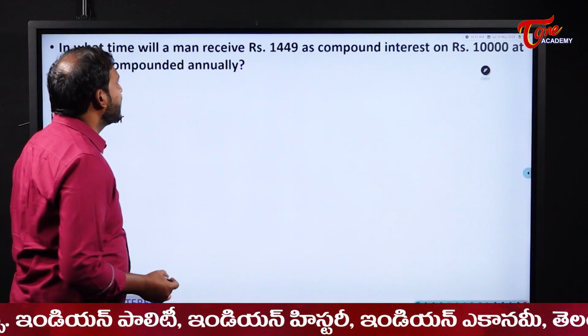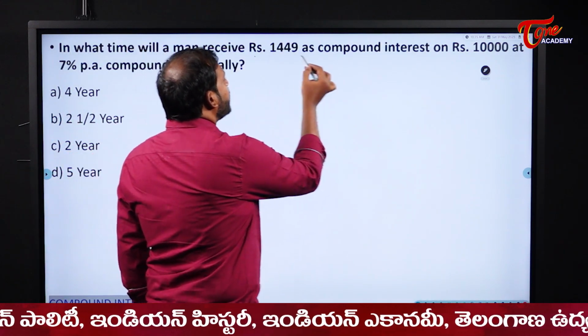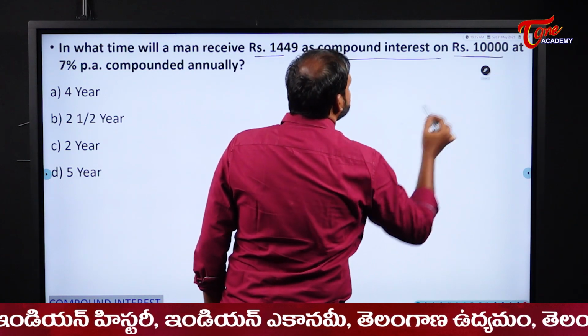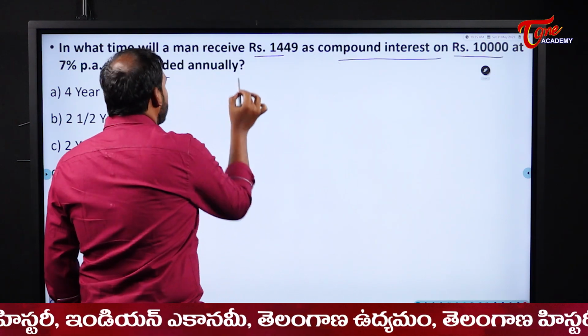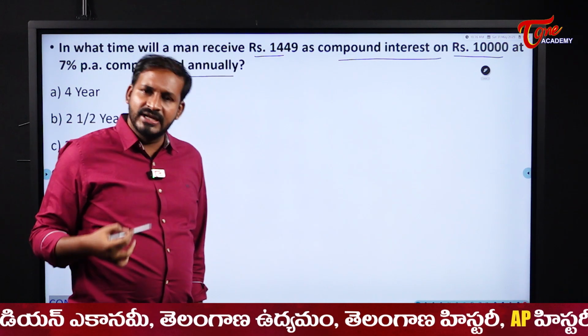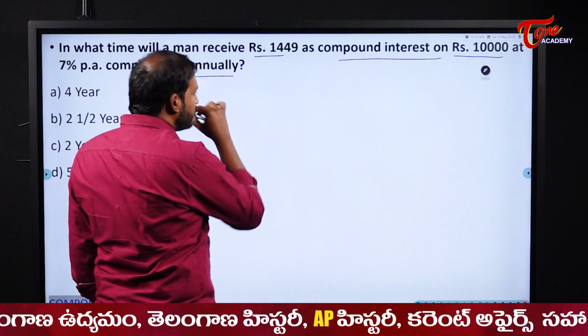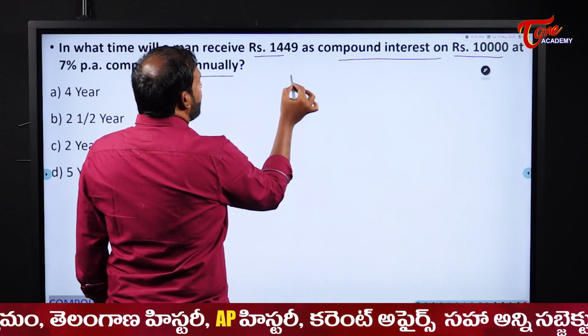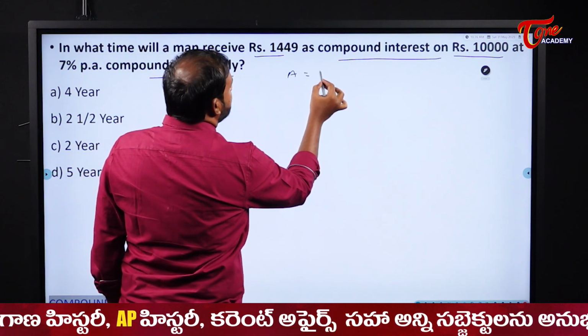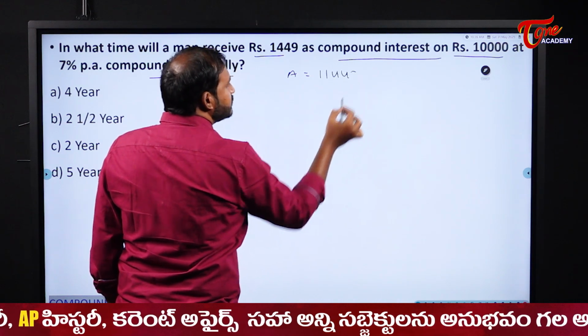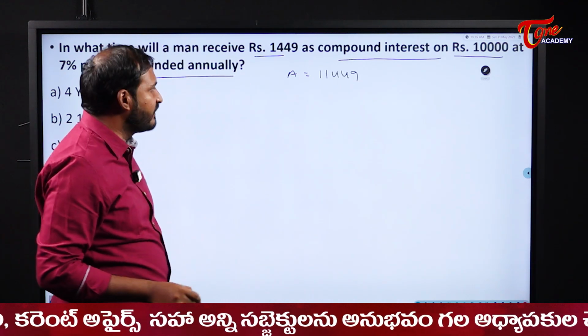Now, in what time will a man receive 1449 as compound interest on rupees 10,000 at 7% per annum compounded annually? Similar one. Pause the video and try to solve it. Everyone, pause the video. So what will you get here? Finally the amount will become 11,449. 11,449 is the final amount.